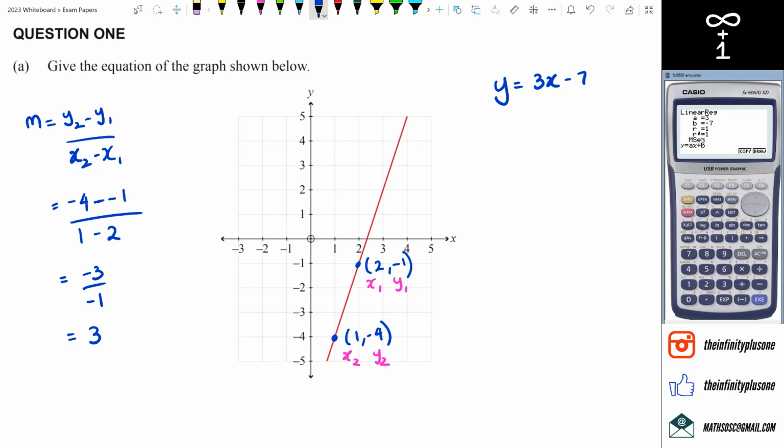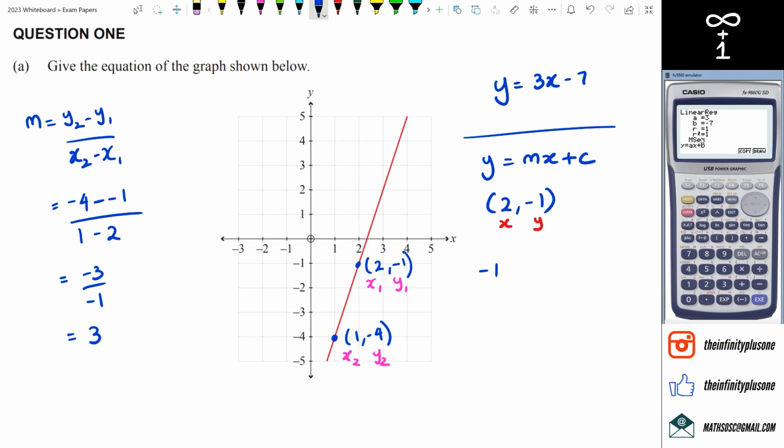Okay, so what we've got here is -4 plus 1, which is -3, divided by -1, which equals 3. Now, if m is equal to 3, we need to figure out y equals mx plus c. We can put that here as y equals mx plus c. We can use one of the points, so we're going to use 2, -1, where 2 is x and -1 is y.